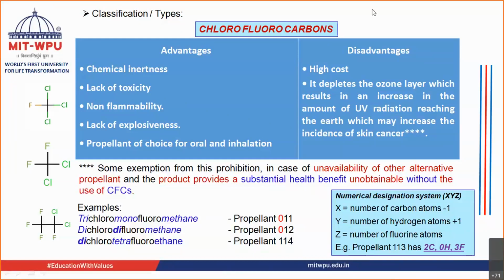This nomenclature is known as XYZ kind of nomenclature, where X represents the number of carbon atoms minus 1, Y represents the number of hydrogen atoms plus 1, and Z represents the number of fluorine atoms. Okay, so propellant 011 or propellant 11: if it is propellant 11, then you have to understand there are 3 digits XYZ, so you have to put a 0 over here, so it becomes propellant 011.